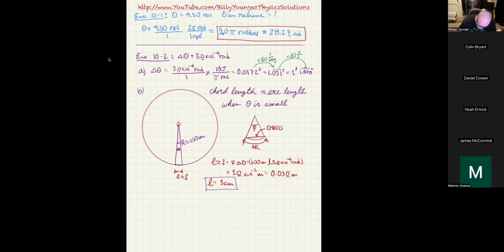Now, let's look at another example. This one is example 10.3. Okay. So, example 10.3. Now, this one says on a rotating carousel or merry-go-round, one child sits on a horse near the outer edge, another child sits on a lion halfway out from the center. Which child has the greater linear velocity? Which child has the greater angular velocity?